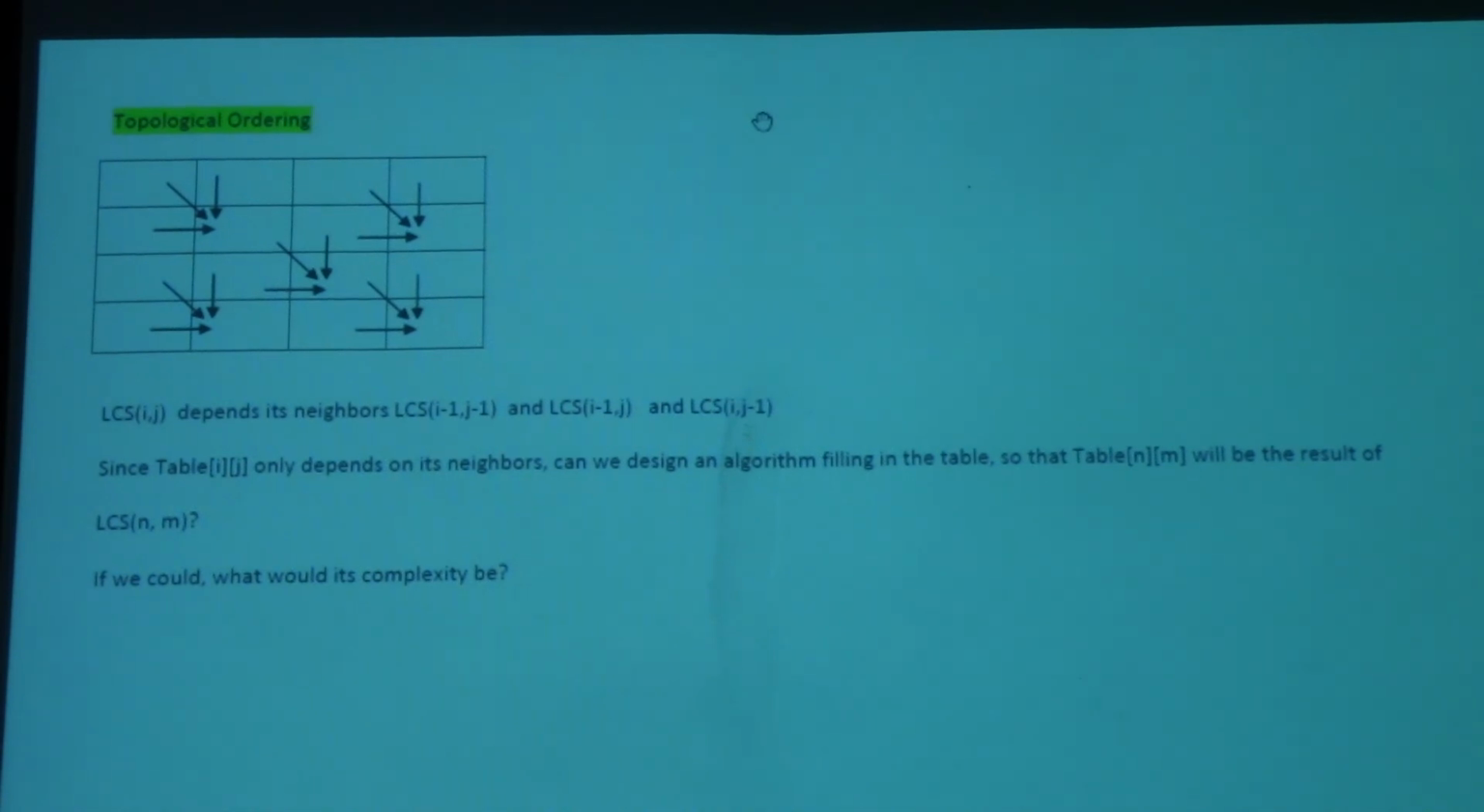Okay, so looking at this, what we can see is that if I want to compute this, all I need to know is this, this, and this. If I need to know this, all I need is this, this, and this. If I need this, I need these 3. This shows the topological ordering. So what's the complexity of implementing this algorithm this way? Look at the table and tell me what's the complexity of filling in this table, because filling in this table is paramount to solving the problem.